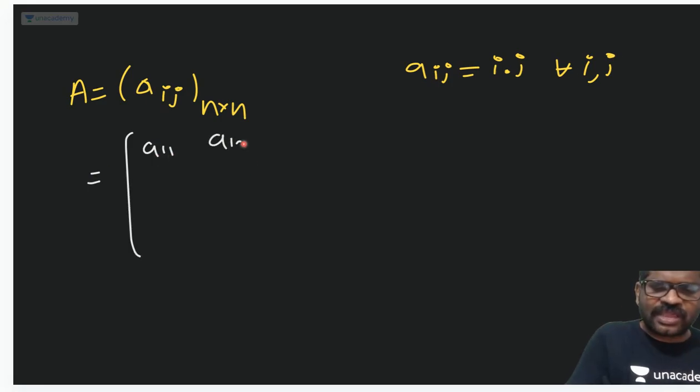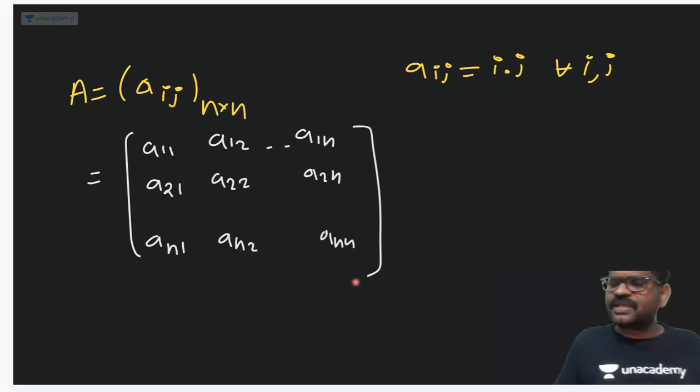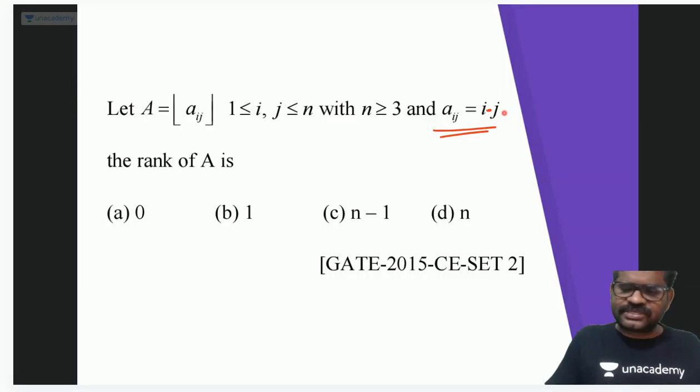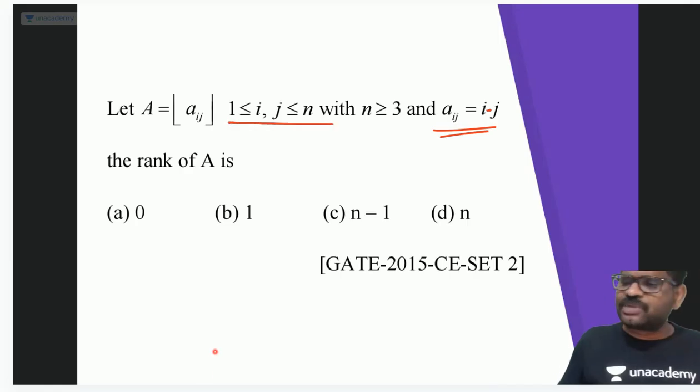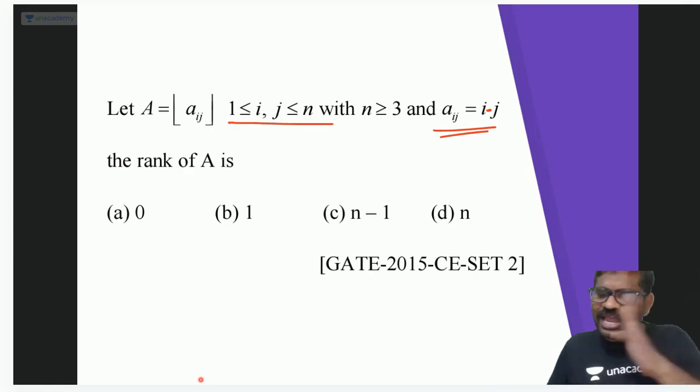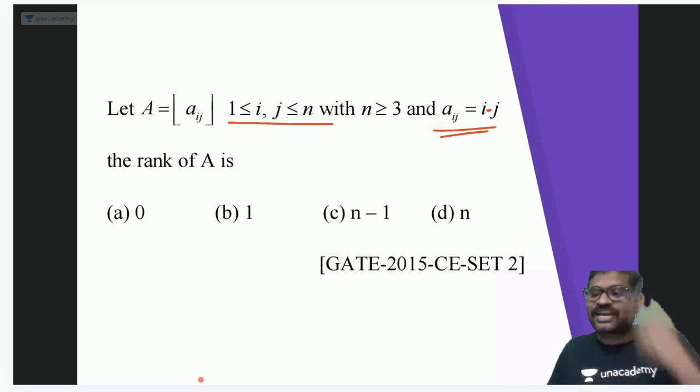A11, A12, A1n, A21, A22, A2n, An1, An2, Ann. Avdesh, they have given clearly 1 less than or equal to i comma j less than or equal to n. Means i varies from 1 to n, j varies from 1 to n. That's why you will get n cross n.